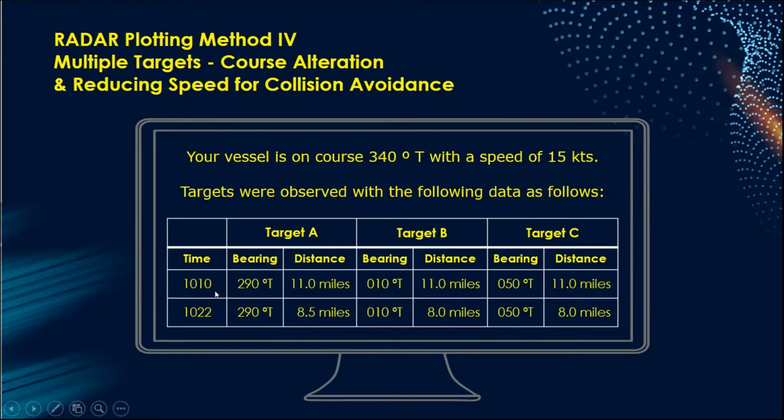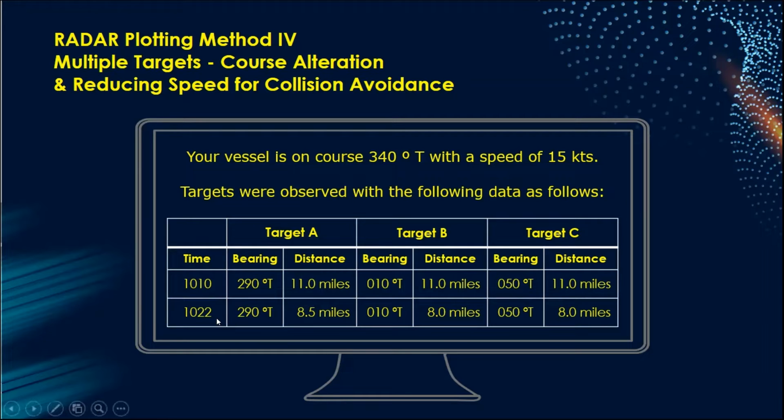For the time at 10:10 hours, target Alpha had a bearing of 290 degrees true with a distance of 11.0 miles, while target Bravo at that particular time had a bearing of 010 degrees true with a distance of 11.0 miles. Target Charlie at that same time bore 050 degrees true and a distance of 11.0 miles.